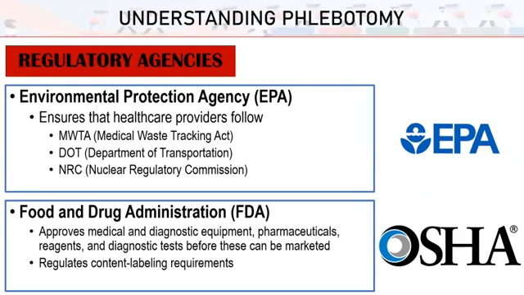Okay, the next one is our Environmental Protection Agency or the EPA. So they are the ones, class, who are ensuring that the proper disposal of medical waste is being followed. And other than that, class, they are checking as well if the laboratories or the hospitals follow the different protocols set by MWTA, by the DOT, and the NRC. So let's describe the function of each of these agencies.